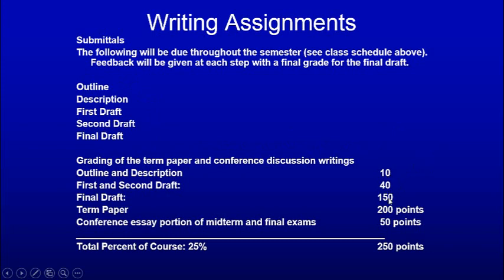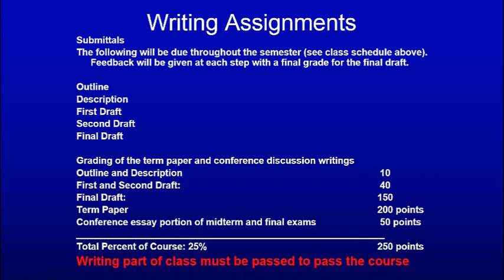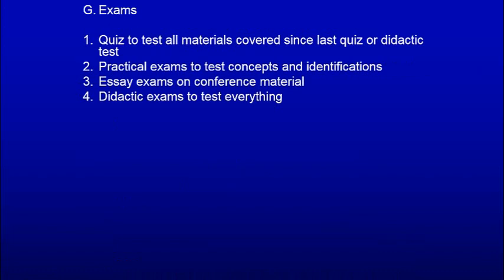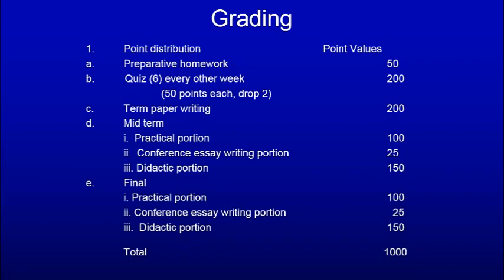And these are the points associated with each of these. The main thing is the term paper itself, at 50 points. A W course has to have 250 points associated with it, or 25% of the grade has to be a writing assignment, and you must pass the writing assignment before you can pass the course. Exams: we have quizzes every other week, practical exams, concept identification, essays for conferences, and didactic to test everything.